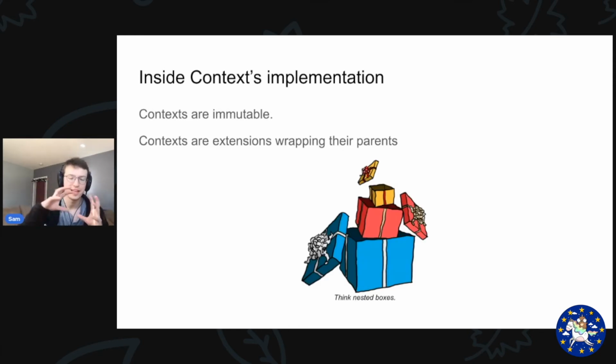If you think about a bunch of nested presents, where one context object is a small box, and then you wrap it with a new value into a bigger box, and then you wrap it with a new timeout in an even bigger box. That's an analogy I like.